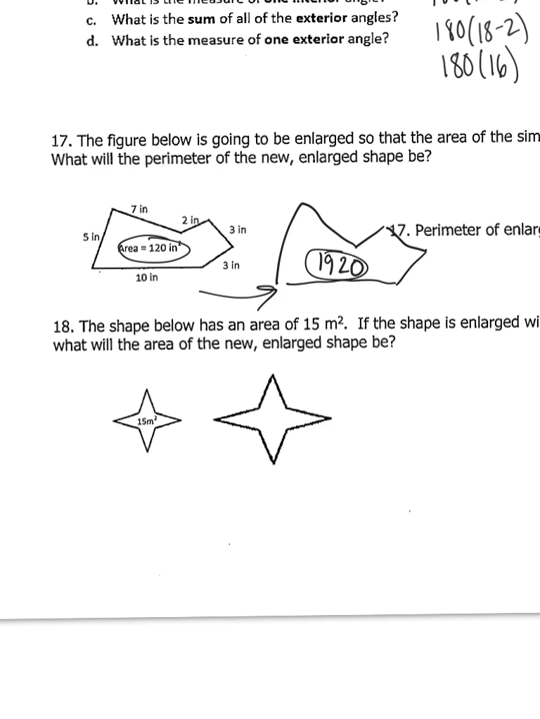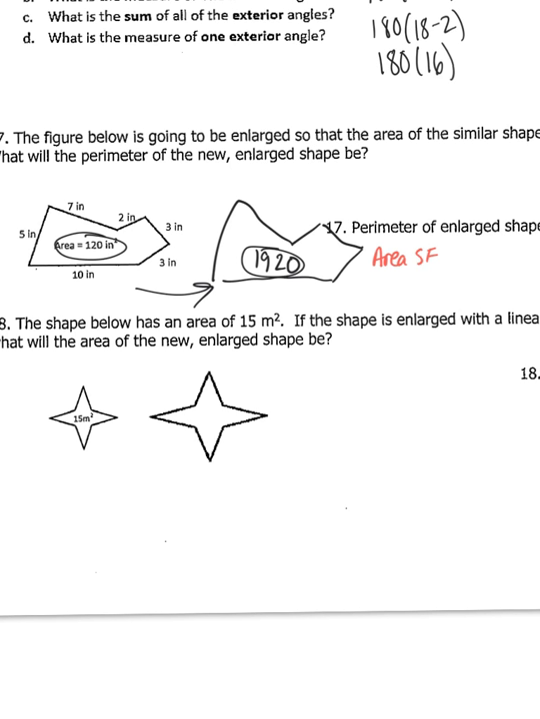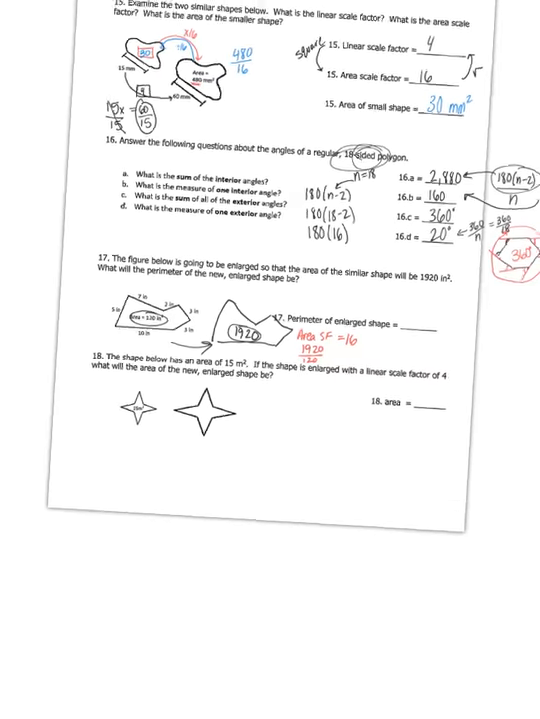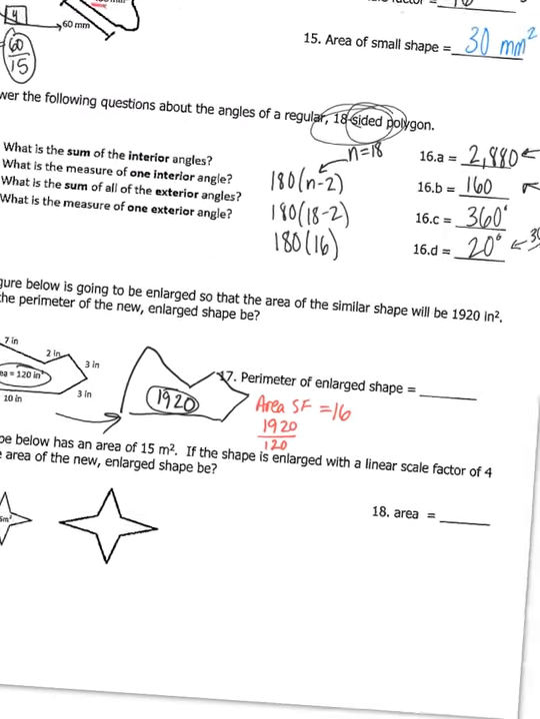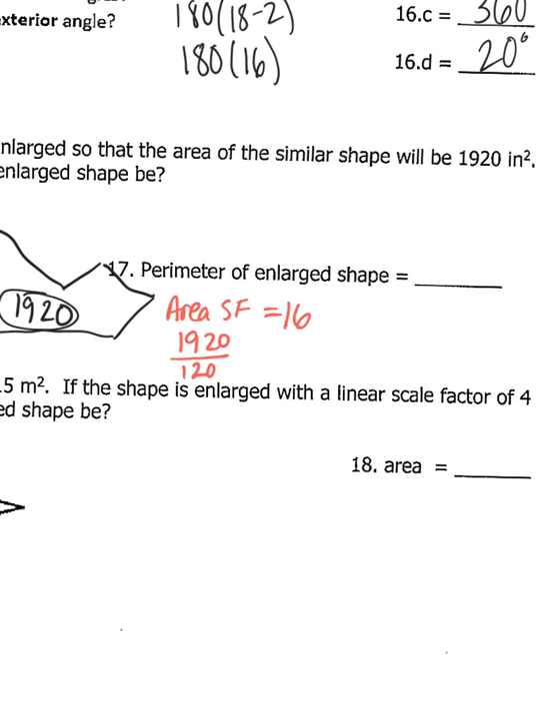did in number 15. The area scale factor is going to be basically 1,920 divided by 120. 1,920 divided by 120 gets me my area scale factor of 16. Be careful, this is the area scale factor. So if we go back and we take a look at our drawing that we did on number 15, I'm right now at the area scale factor. So to go backwards to the linear scale factor, we have to square root. So my linear scale factor would be the square root of 16 in this case.